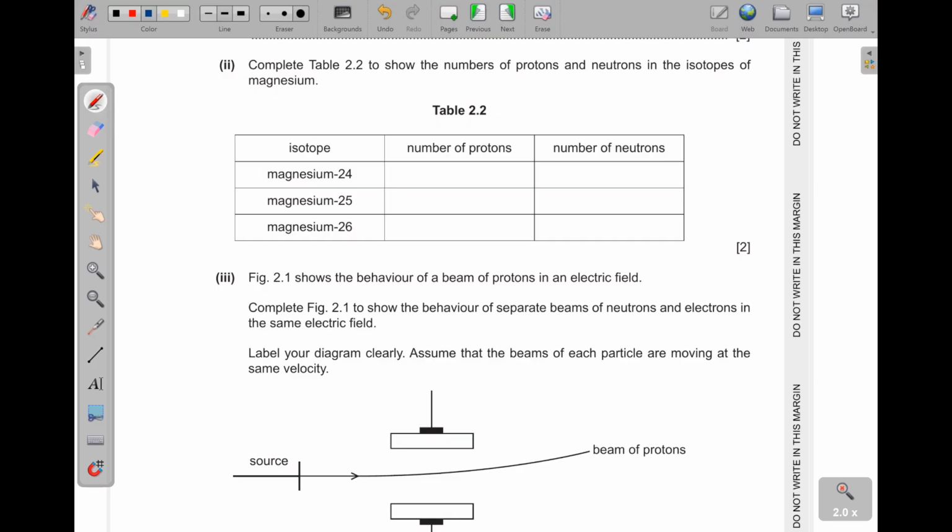Then next, complete this table to show the number of protons. This is magnesium, the isotopes of magnesium. Since they are all magnesium atoms, the number of protons is the same, 12 everywhere. And then for the number of neutrons, we take the mass number minus the number of protons. So this one will be 12. 25 minus 12, you get 13. And then 26 minus 12, you get 14.